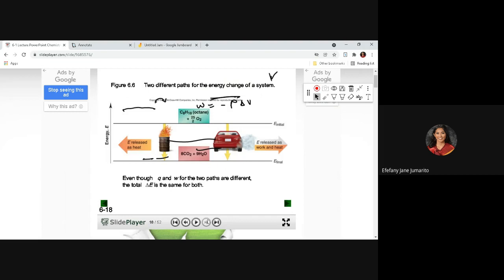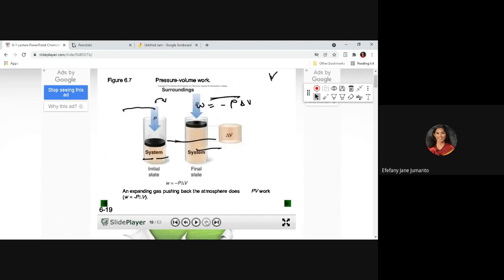Okay, so let's solve a problem. The gas here can compress, meaning from 3 liters to 1 liter. So it has compressed. If it has compressed, is work positive or negative? Work will be positive if it has compressed.